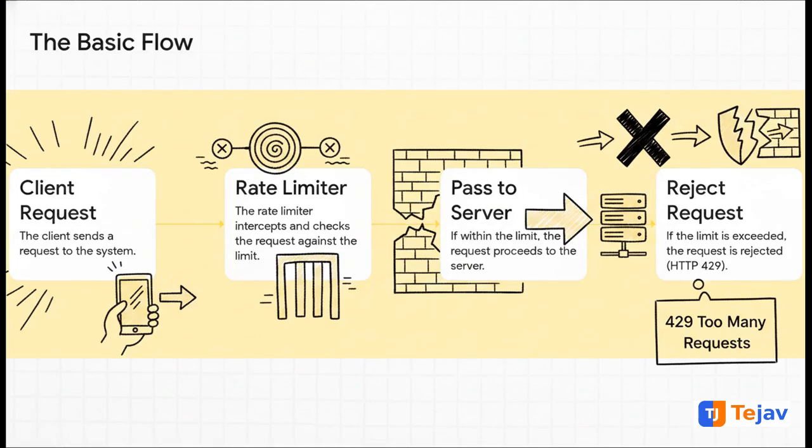And here's how it works in a nutshell. A client sends a request, but, and this is the important part, it doesn't go straight to your server. Nope, the rate limiter steps in first. It acts like a bouncer, checking its list. Is this user under their limit? If the answer is yes, great, come on in. The request goes through. If the answer is no, it gets rejected, usually with that classic 429 too many requests error. The server is totally protected.